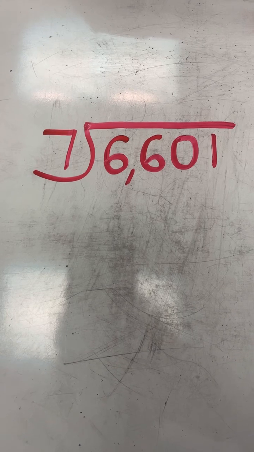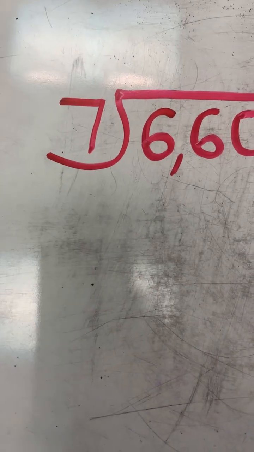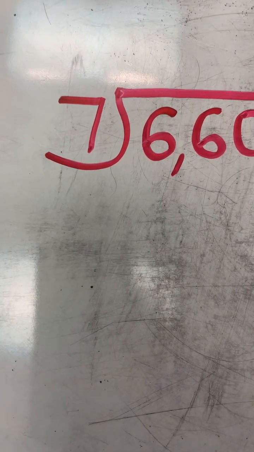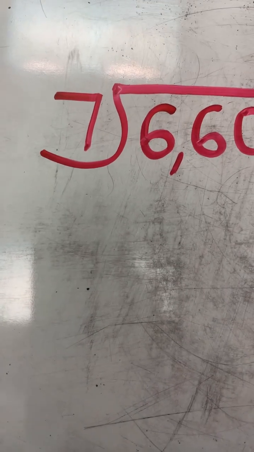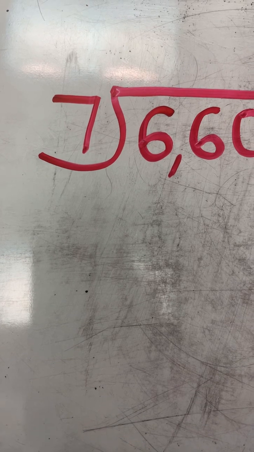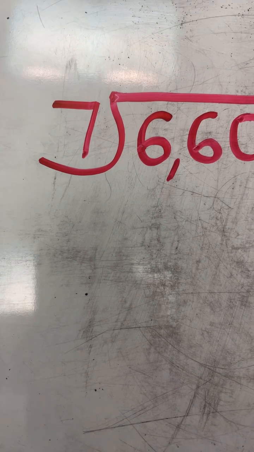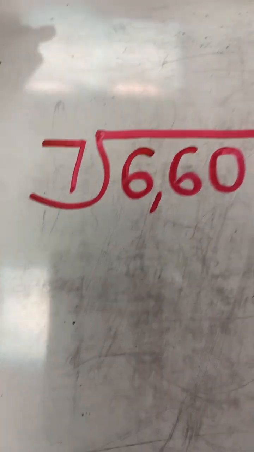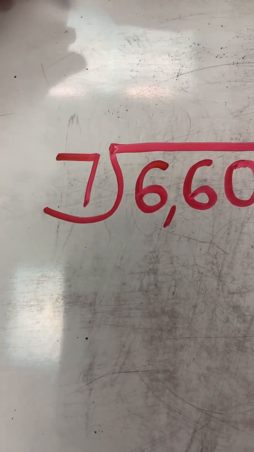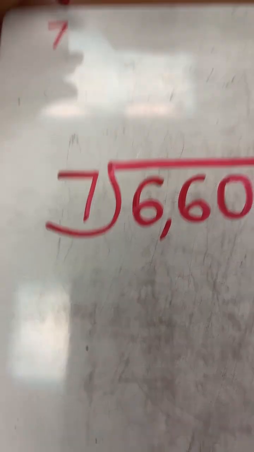Let me see if we can start off with 2 digits. 2 digits does work. 66 divided by 7. There will be a remainder there, but we can definitely get groups of 7 within the number 66. So I'm going to skip count by 7s. I'm going to figure out how many groups of 7 I can get within 66. So here we go. 7.